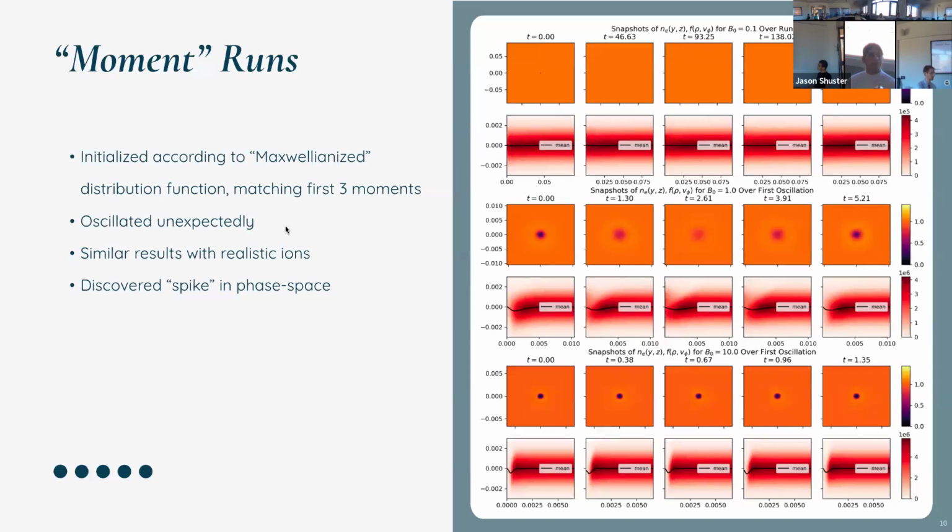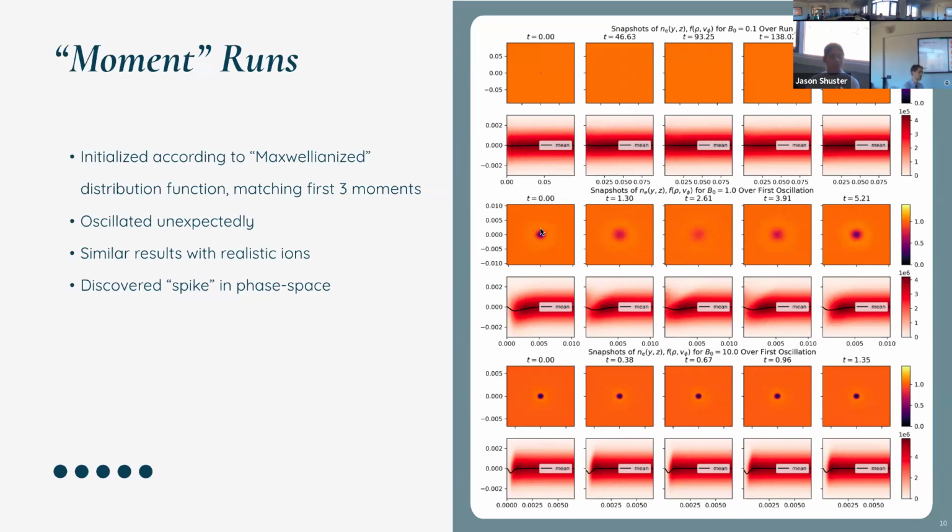And we saw these unexpected oscillations. So I want to focus your attention here on this orange row. This corresponds to B naught equals 1. So what we have at the start, this is the electron density. Now in the middle, this purple circle here, that's the hole. There are fewer electrons here. And then there's a slight orange yellow rim. That's the edge enhancement. So at the start, we have a hole.